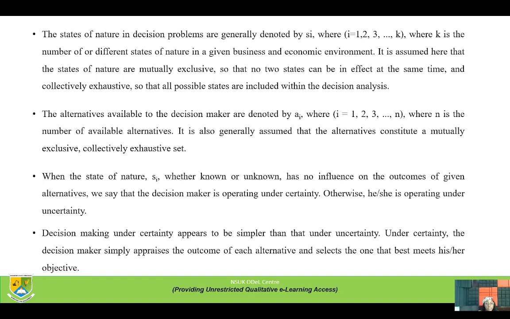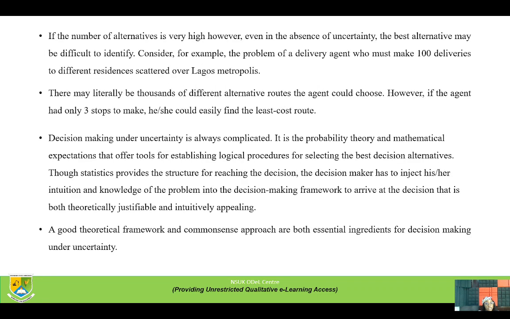Decision making under certainty appears to be simpler than that under uncertainty. Under certainty, the decision maker simply appraises the outcome of each alternative and selects the one that best meets his or her objective. If the number of alternatives is very high, however, even in the absence of uncertainty, the best alternative may be difficult to identify.